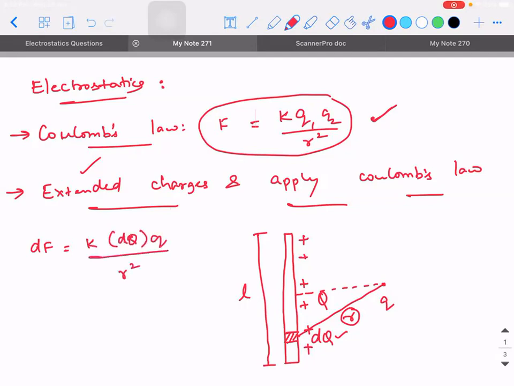Guys, are you able to understand? So here I could find only dF. I couldn't find F. So for me to find F, what are we supposed to do? Integrate. You need to integrate it. But remember, integration can be done only when you have one variable, at least according to your syllabus, right? So you need only one variable. So you need to integrate it with respect to the variable dq. But here r is also a variable.